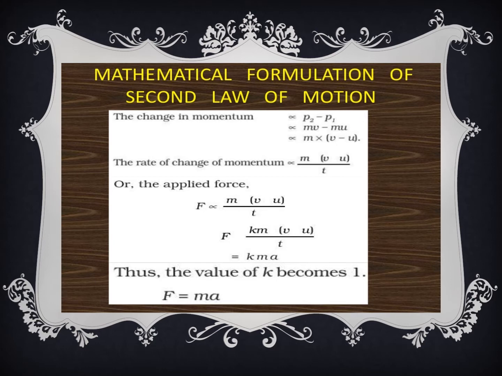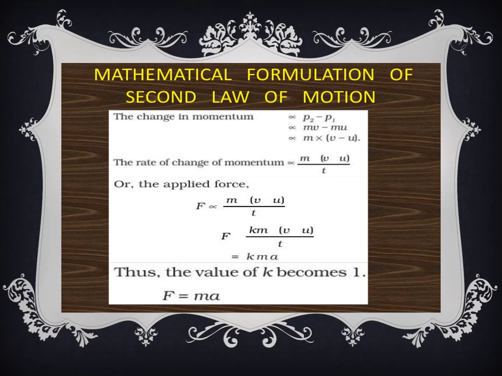Now, let's remove the proportionality sign and introduce the constant k. So, the equation modifies to F = km(v minus u) upon t. Now, F is equal to k multiplied by m, multiplied by the bracket, inside the bracket there is v minus u, and the whole expression is divided by t.